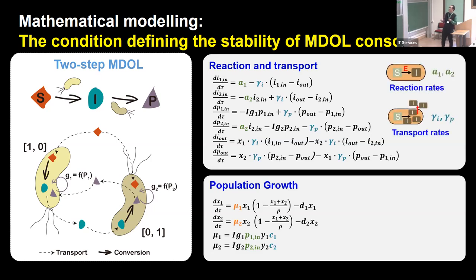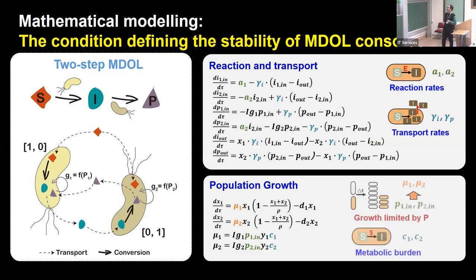And then the second module describes the growth of the population. Here we have a very strong hypothesis based on our observations, because the final product is the only limiting resource of the system. So the growth of the two strains is basically limited by the final product. And then with this model, we can try to figure out if this community can really reach steady state, if it can really be stable.